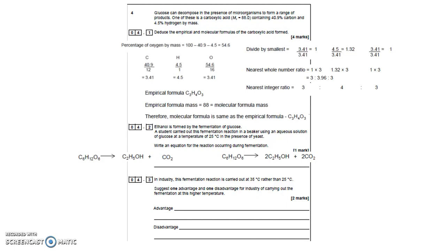Suggest one advantage and one disadvantage for industry of carrying out the fermentation at a higher temperature. So the fermentation is carried out at 35 degrees C rather than 25 degrees C in industry. Why would you do that? That's because you're going to increase the rate of the reaction. You're going to make the ethanol more quickly. So the ethanol is produced at a faster rate. One disadvantage is that you're going to need more energy. You're going to have to do it at a higher temperature, so it's going to use more energy.